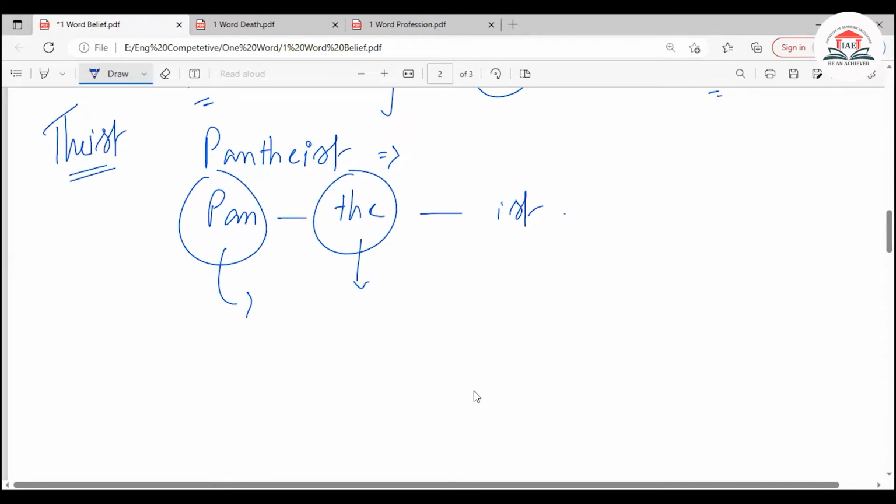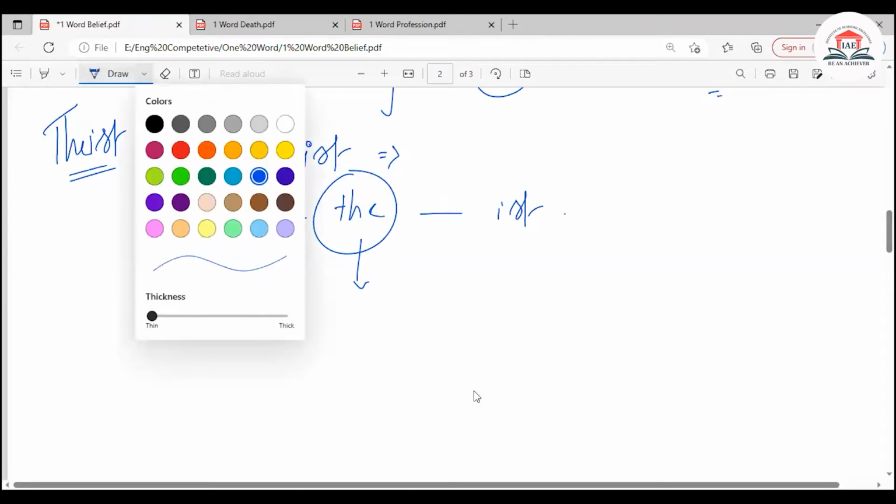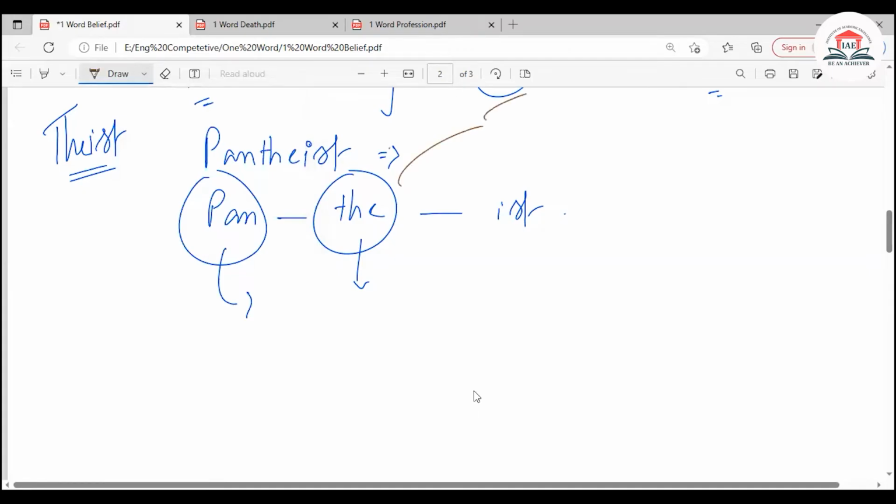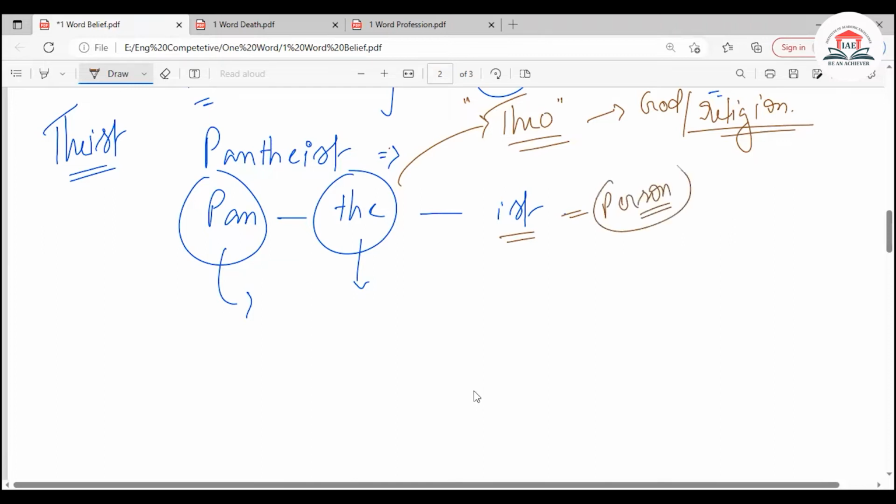The root word is theo, that comes from... please make a note of this. These are going to be set in your examination. Theo, that is related to God or religion. Right? The concept of the word theo is clear to us. IST, that is used for making a person, a special person who believes in God. But what is the meaning of pan?